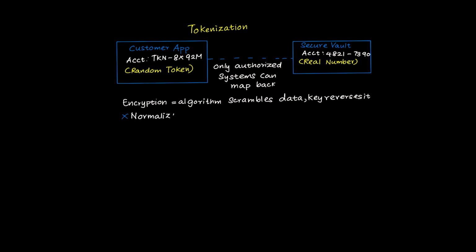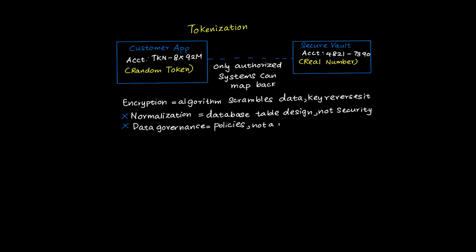Normalization is a database design process for organizing tables and reducing redundancy. It has nothing to do with security. Data governance sets policies and standards for managing data assets. It's an organizational framework, not a hands-on technique for protecting specific values.